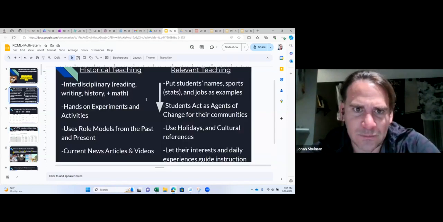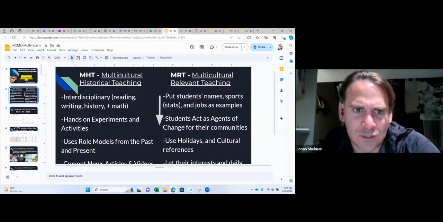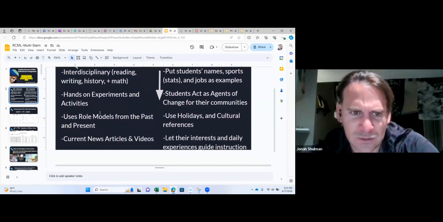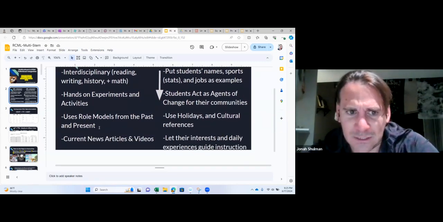Oh, this is a big difference about the both. So historical teaching, I incorporated reading, writing, history, and math. They were hands-on sorts of experiments. I used role models from the past and the present.